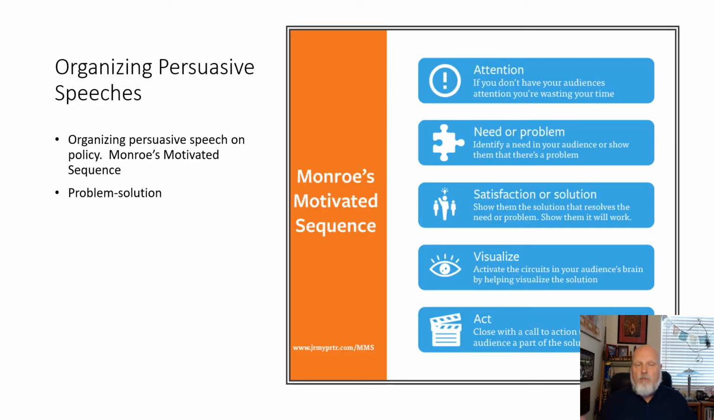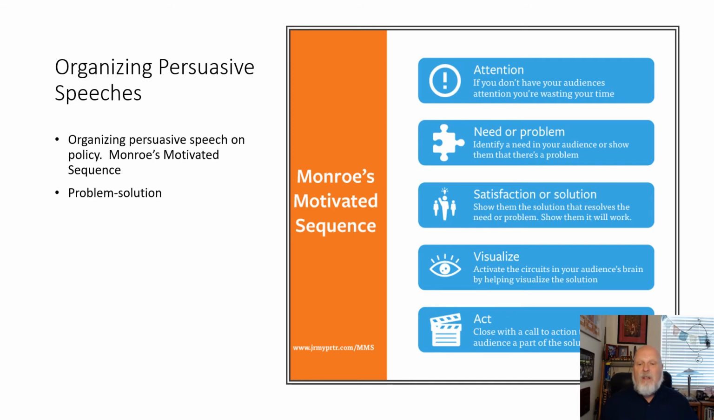This is Monroe's motivated sequence. This is something I absolutely believe you should be utilizing in your persuasive speech, because it gives you a very good step-by-step process to persuade someone. And it is used in all the commercials you see, in the social movements you see, in the charities, all of these.